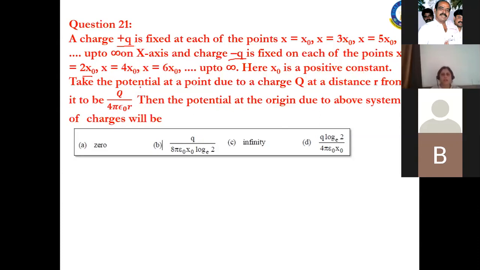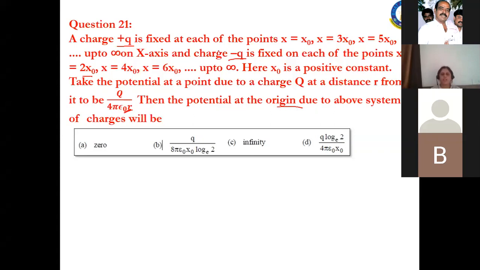and then take the potential at a point due to a charge q at the distance r from it to be q by 4 pi epsilon naught r. Okay, then the potential at the origin due to the above system of charges. So you have to calculate the potential at the origin due to the system of charges.